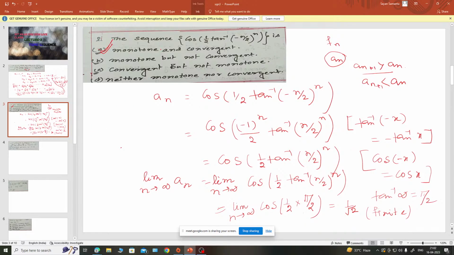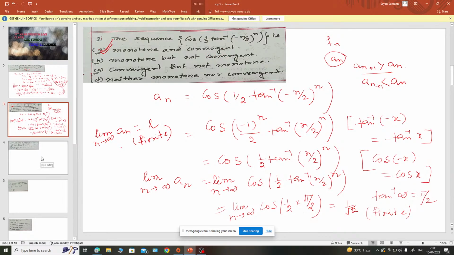So we know that if for a sequence limit n tending to infinity of a n is equal to L, and L is finite, then we can say that a n is convergent. Is it clear? So if a sequence is convergent, then we can say that this sequence is monotone. So here the first option is correct: monotone and convergent. Okay. Clear?